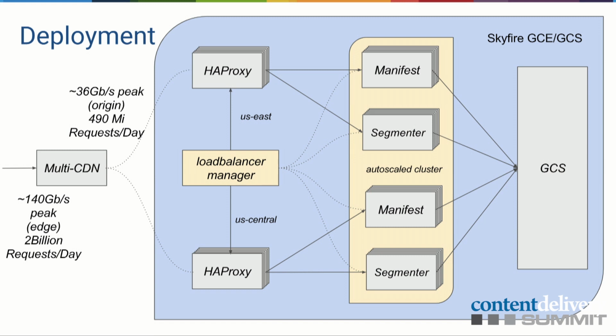We have a region ready to go. In case of failover, we can always fail over to US West. And in fact, as Google Cloud grows and adds many regions, we can add them. We have an auto-scaled cluster for manifest and segment generation, like I mentioned before.